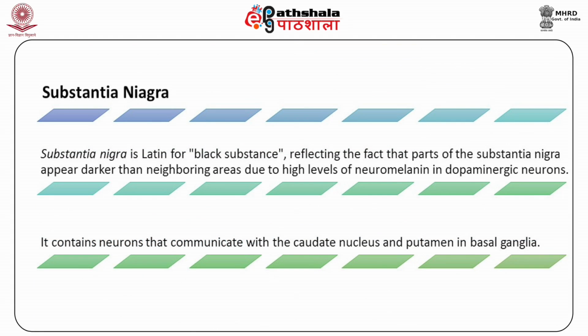Substantia nigra. Substantia nigra is Latin for black substance, reflecting the fact that parts of the substantia nigra appear darker than neighboring areas due to high levels of neuromelanin in dopaminergic neurons. It contains neurons that communicate with the caudate nucleus and putamen in the basal ganglia.